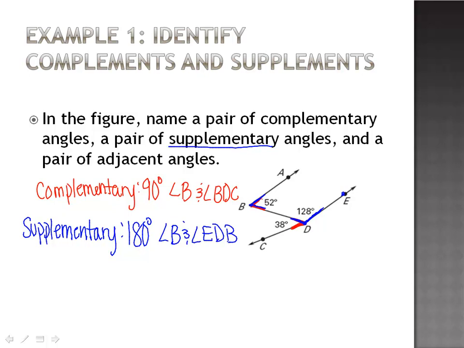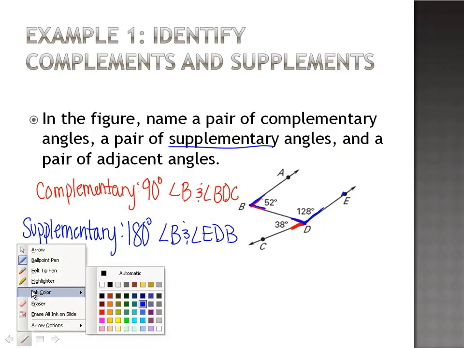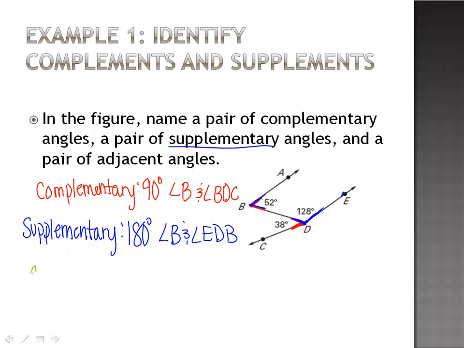Also, we need a pair of adjacent angles. So I need adjacent angles. And adjacent angles are angles that are touching each other. They share a side. So I've got this angle right here, and this common side goes with this angle. So I'm going to say angle CDB and angle EDB. And they both share this common side right there.